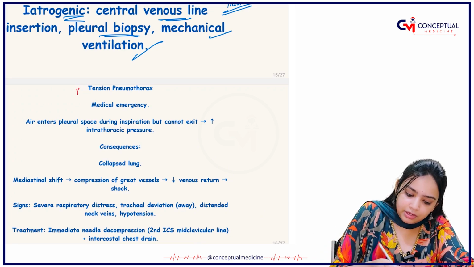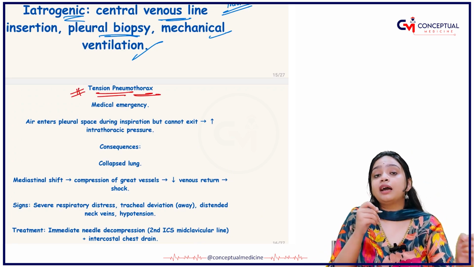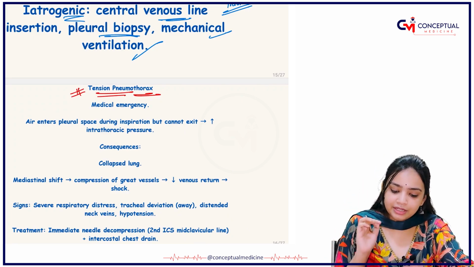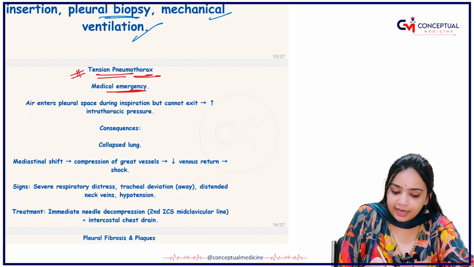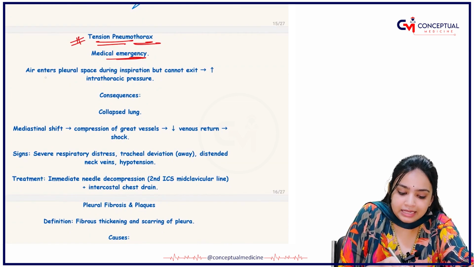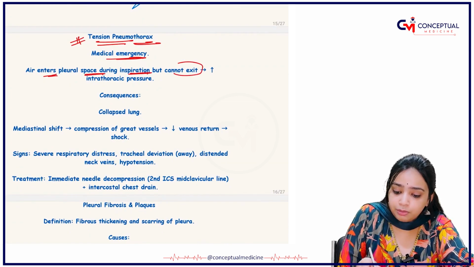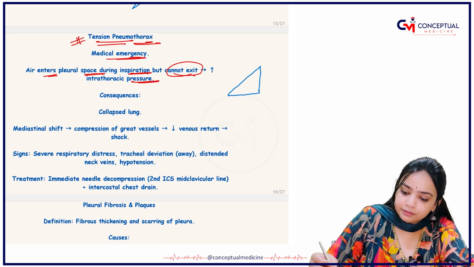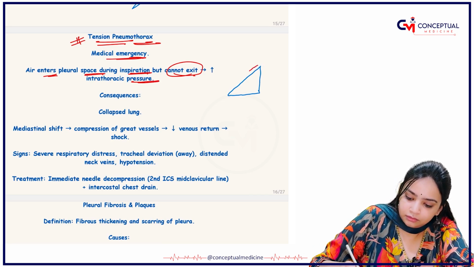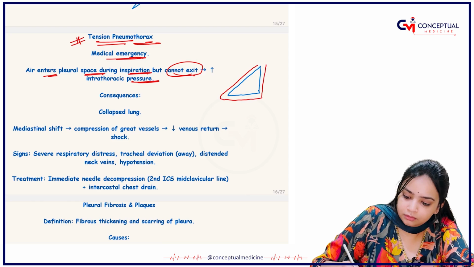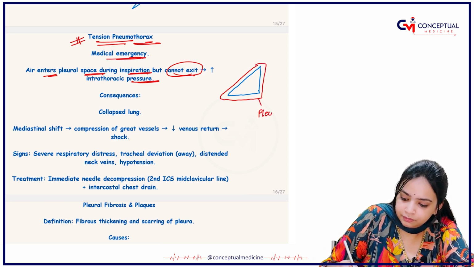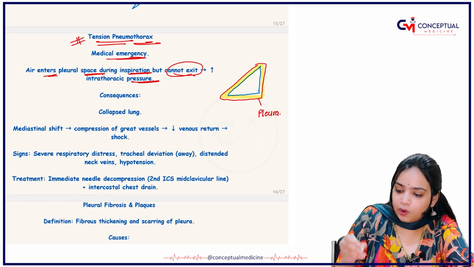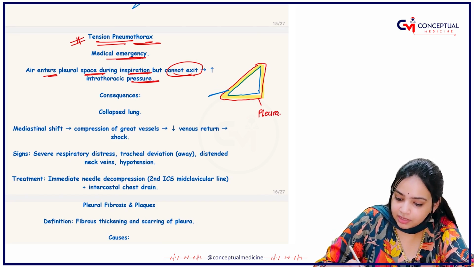Next that you have is the tension pneumothorax, and tension pneumothorax alone has the capacity to be asked as a short note. Okay, so you have to read this very carefully. So tension pneumothorax is a medical emergency. What happens is the air enters the pleural space during inspiration but cannot exit. Draw the lungs with me. Now we will draw only one side. Pleura, right? Somehow there is traumatic injury that has occurred.